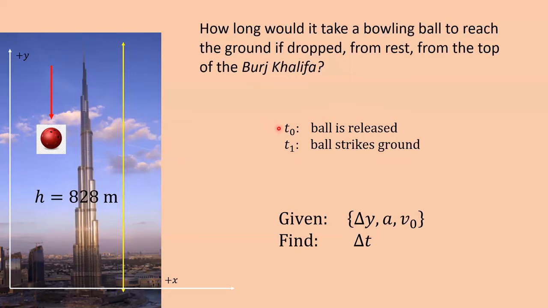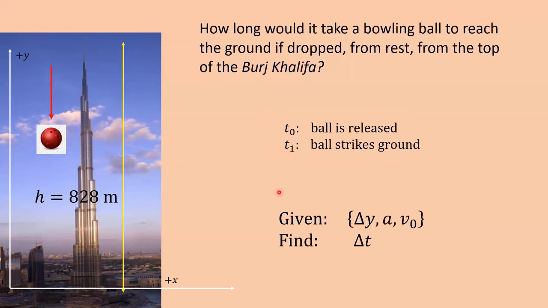I will choose to use the label t0 for the moment at which this bowling ball is released. And then t1 is the time at which it hits the ground. So t1 does not mean 1 second, far from it. It's whatever time it is at which the ball hits the ground. Could be 10 seconds, 20, we're going to find out.